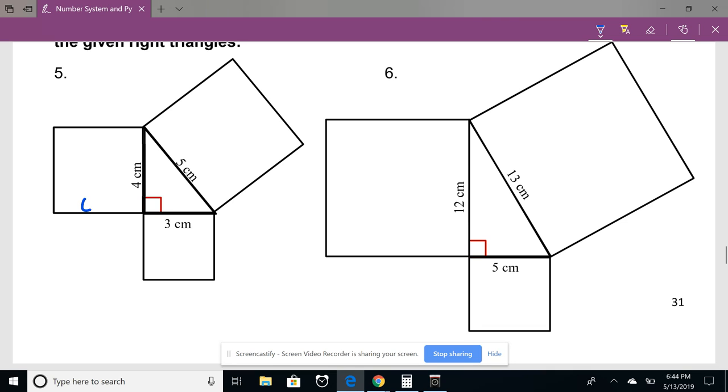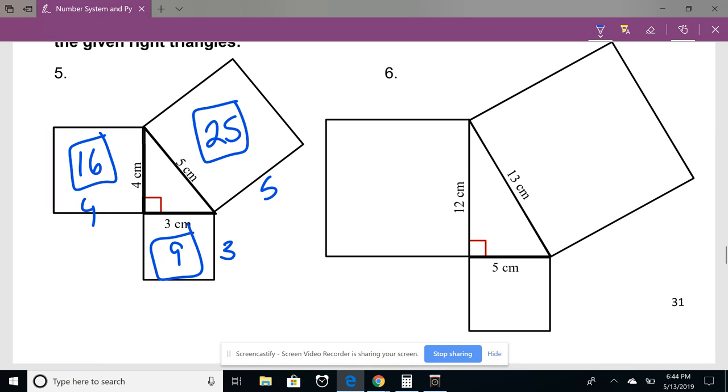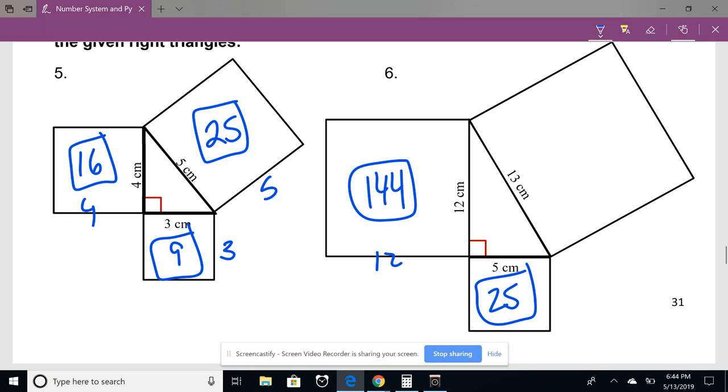We know that this square is a 4 by 4 square. So the area of this is base times height, which is 4 by 4, which is 16. This is a 3 by 3 square. 3 times 3 is 9. This is a 5 by 5 square. So this is going to be 5 times 5, which is 25. 12 times 12 is 144. 5 times 5 is 25. 13 times 13 is 169.